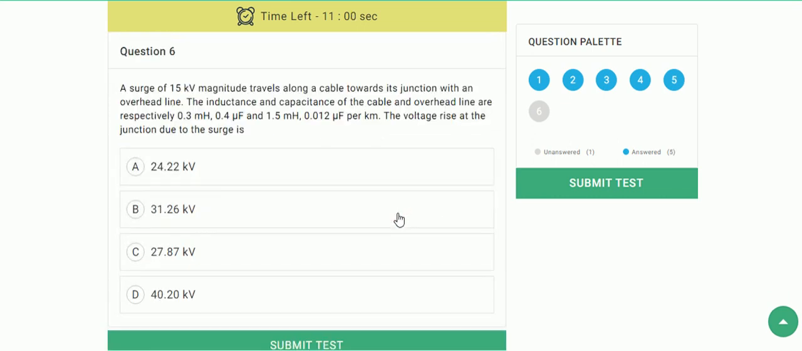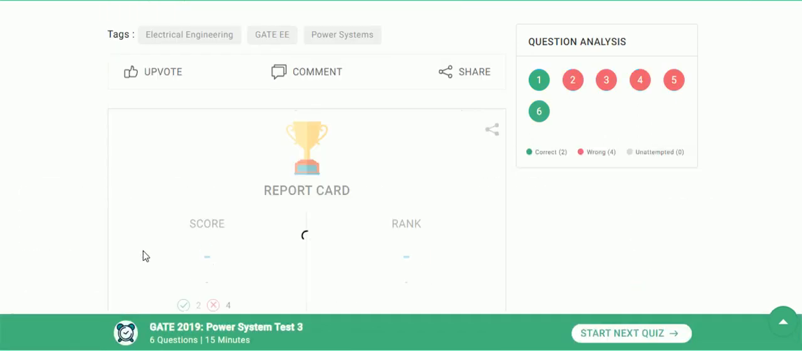Next question. A surge of 15 kV magnitude travels along the cable towards its junction with an overhead line. The inductance and capacitance of the cable and overhead line are respectively 0.3 millihenries and 0.4 microfarads, and 1.5 millihenries and 0.012 microfarads per kilometer. The voltage rise at the junction due to the surge is, so I don't know the answers. I'm putting it randomly here.